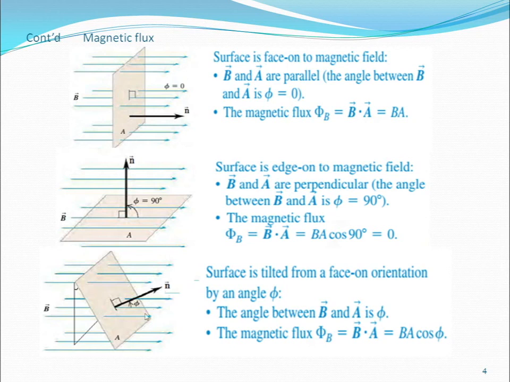Area can be oriented in any arbitrary direction. In this arrangement the magnetic field is horizontal and the area is tilted like this, making angle phi. This small angle made here is the same angle that we have here.